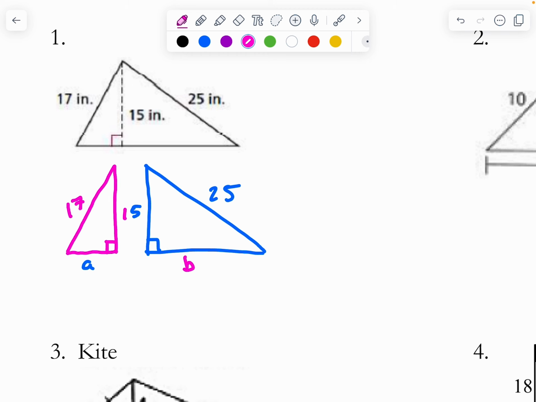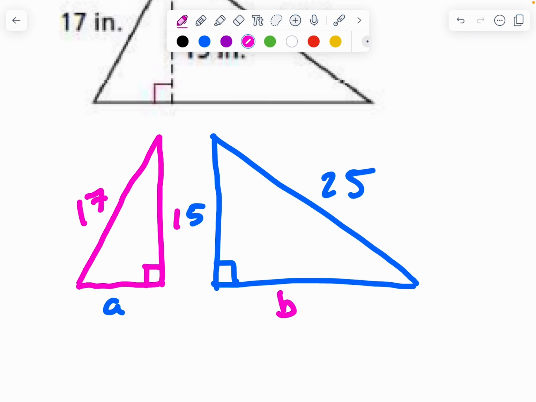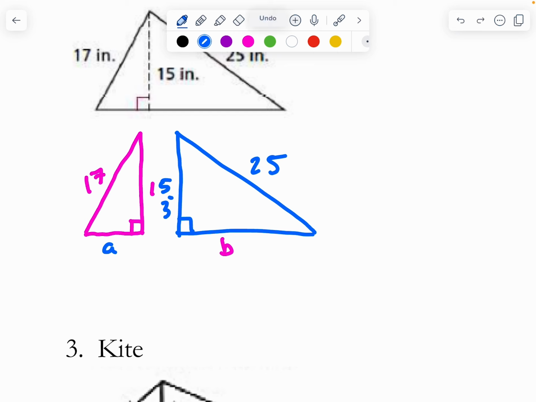Luckily, I know some of my Pythagorean triples. So I know that this appears to be a 3 times 5, and this appears to be a 5 times 5. 3 times 5 equals 15. 5 times 5 equals 25. So therefore, this would be a 3, 4, 5 triangle. So this has to be 20. B has to be 20. I'm going to go ahead and erase those just so that it doesn't confuse anybody.